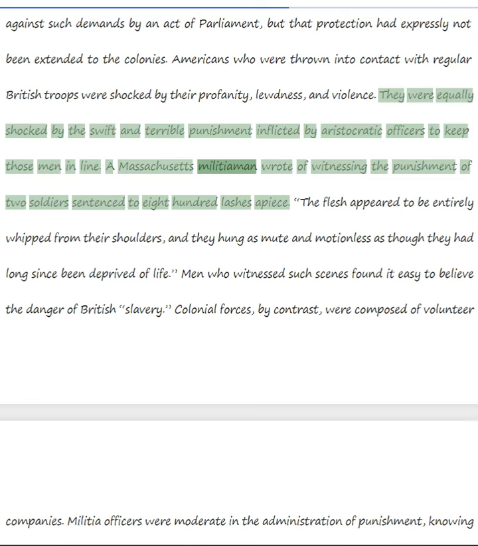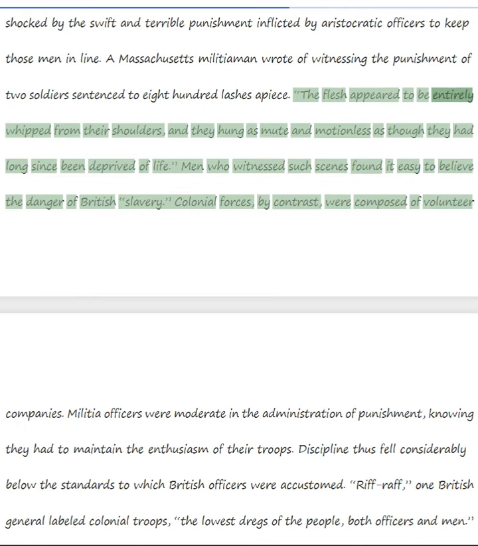A Massachusetts militiaman wrote of witnessing the punishment of 2 soldiers sentenced to 800 lashes apiece. "The flesh appeared to be entirely whipped from their shoulders, and they hung as mute and motionless as though they had long since been deprived of life." Men who witnessed such scenes found it easy to believe the danger of British slavery.